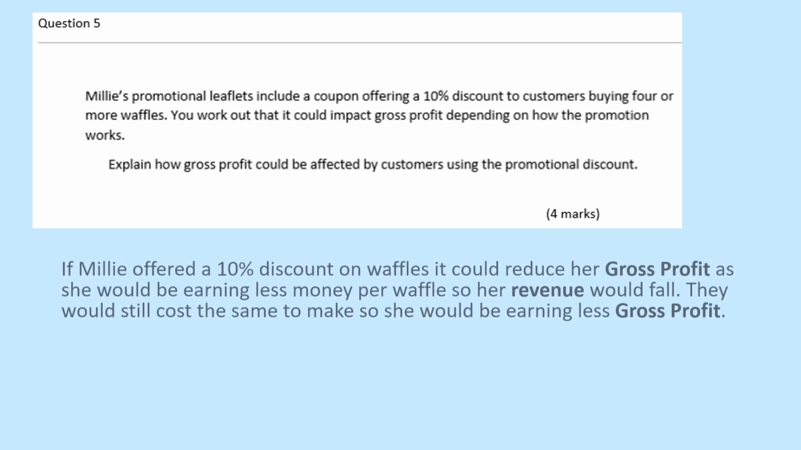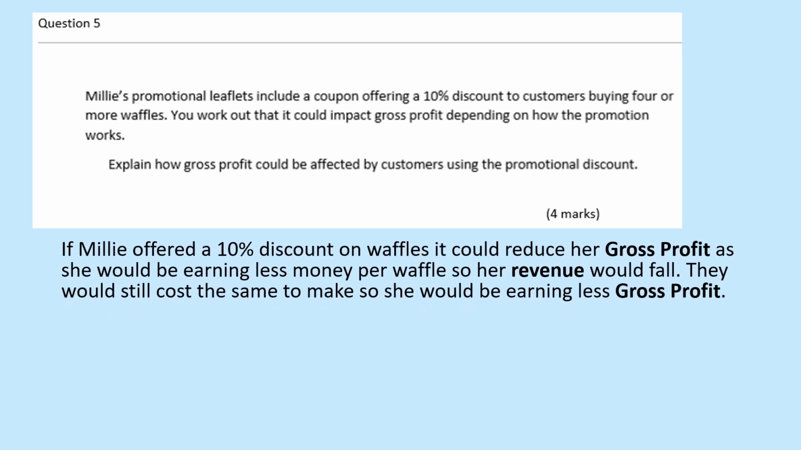So, first of all, if Millie offered a 10% discount on waffles, it could reduce her gross profit, as she would be earning less money per waffle, so her revenue would fall. They would still cost the same to make, so she'd be earning less gross profit. So I've said, potentially, if she doesn't sell any more, her gross profit will fall, and I've been using the terms such as revenue and gross profit.